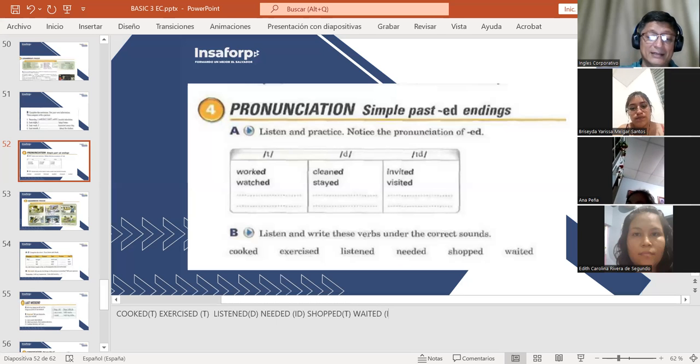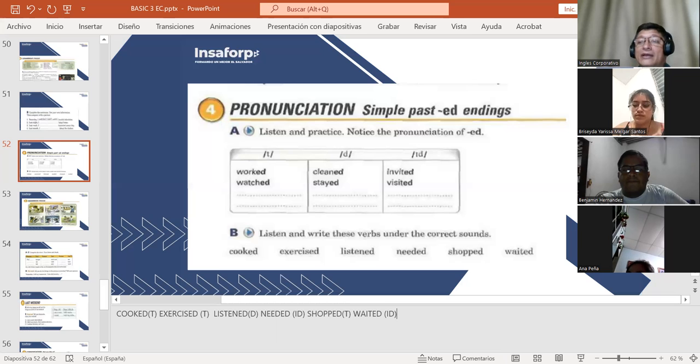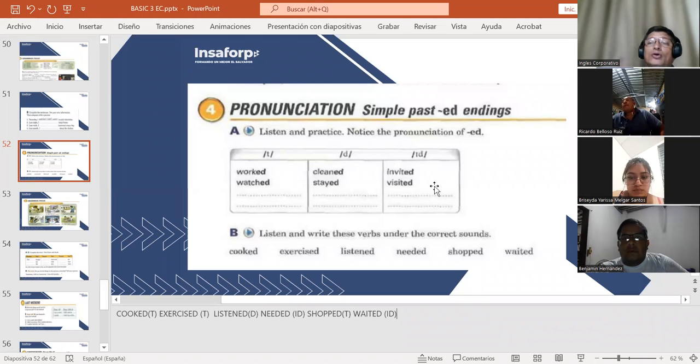Waited. Listen. Waited. Needed. All right. Well, by the way, this is the easiest rule. All the verbs that end in D or T, when you add ED, it sounds it. Este solo agrupa dos consonantes, cuando finalizan en T o D. Va a sonar it. Invited, visited, waited, added, and more. Okay? Good. Let's continue.